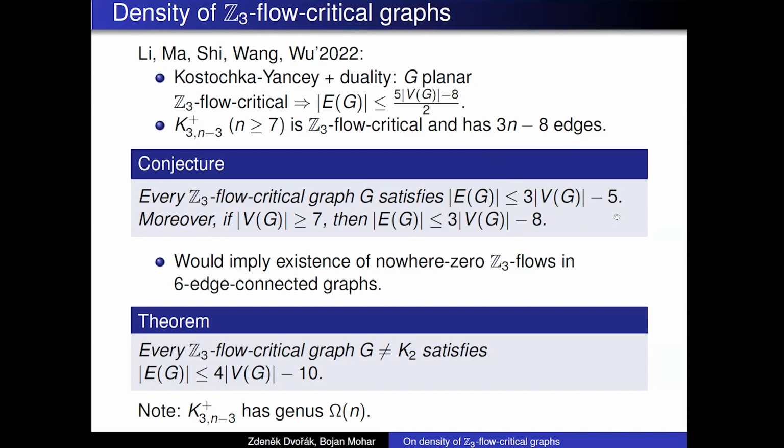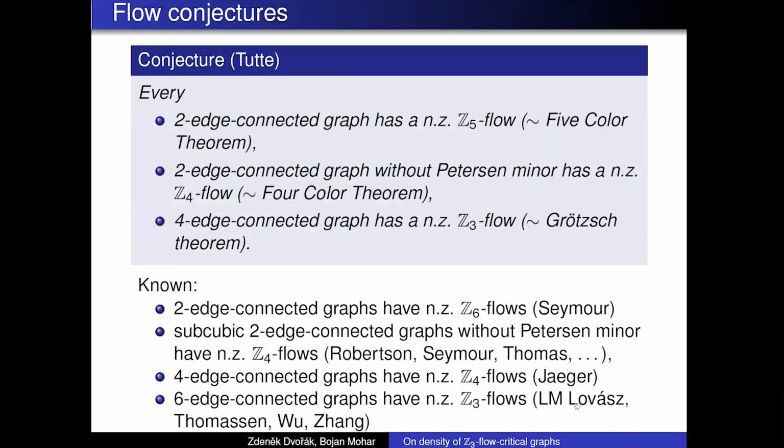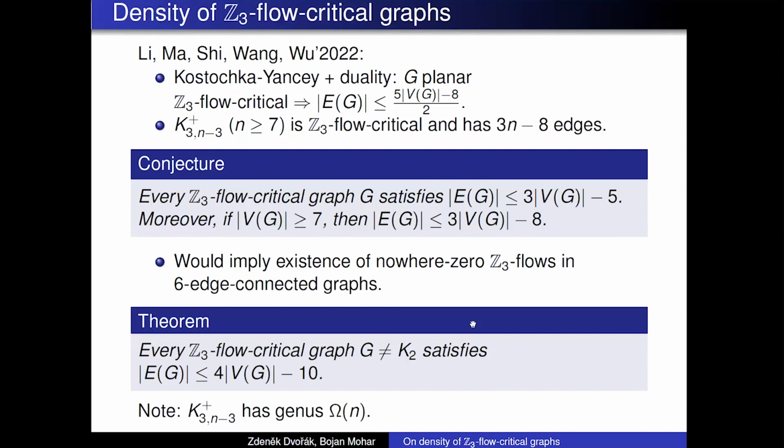graphs. And if their conjecture was true, this would imply the fact that in every 6-edge connected graph you have a nowhere zero Z3 flow, because every contraction of a 6-edge connected graph is also 6-edge connected, and therefore it has at least 3 times the number of vertices in edges, which is a result that is known. It is this last result of Thomassen, Wu, and Chang, but it would still be nice to have a different proof or this generalization. But unfortunately, they were not able to prove this.